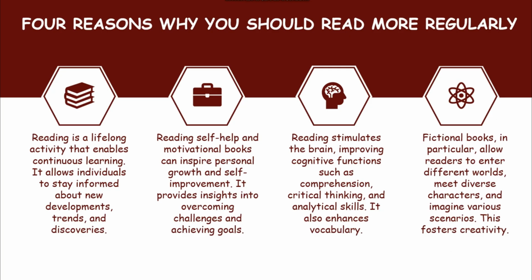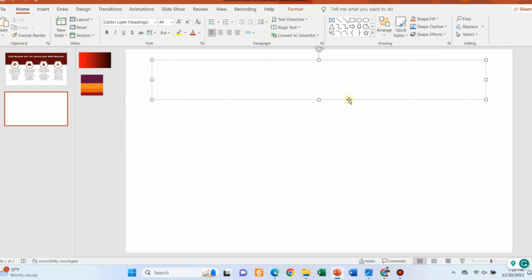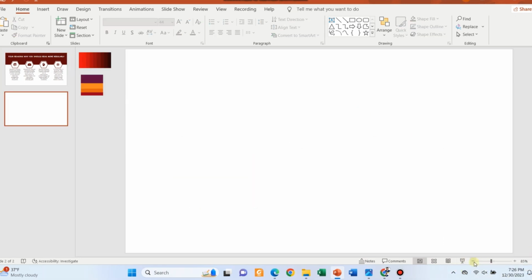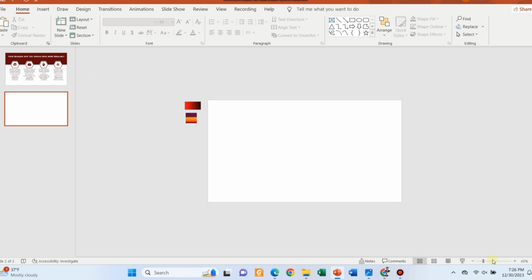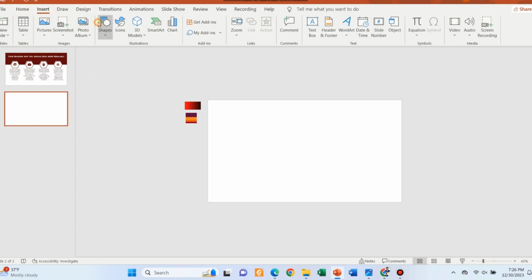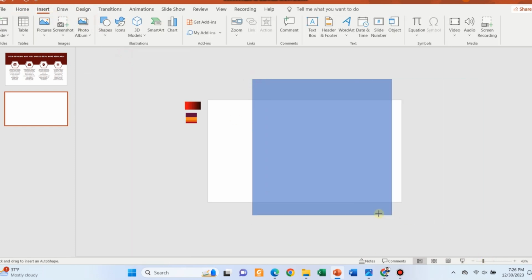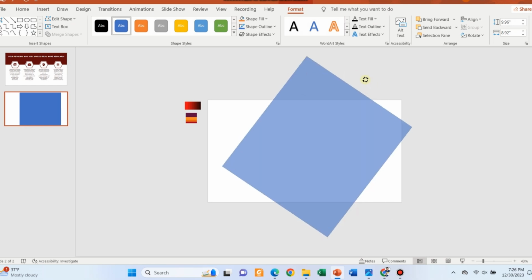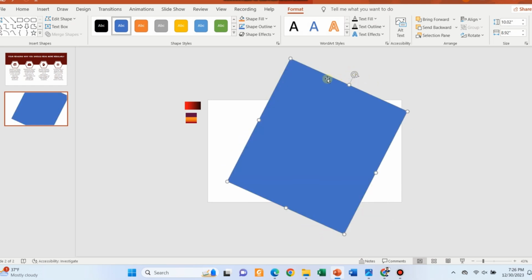The first slide is ready now. Take a blank slide and add a color palette of your choice. Add a rectangular shape. Tilt the shape like the video. Make sure it covers the corner of the slide.